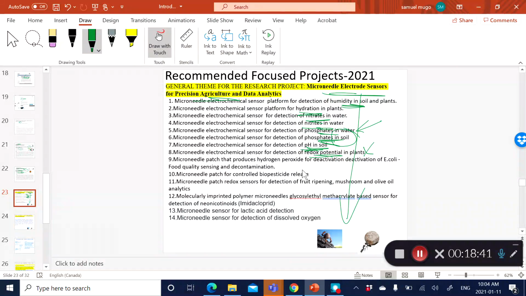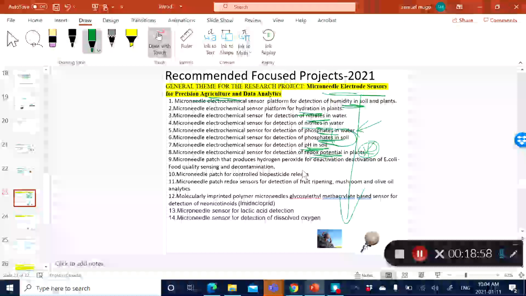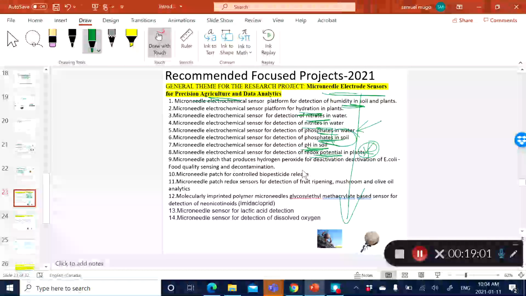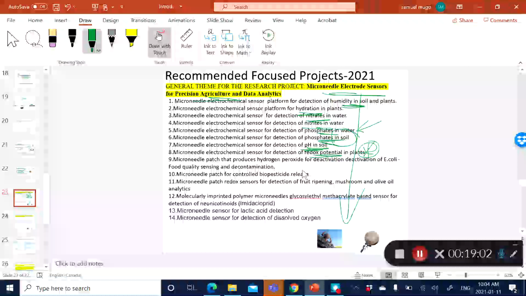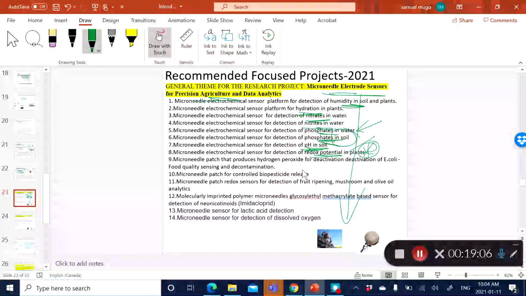Now, this one is very, very interesting, because redox potential is this bulk parameter that can be used for detection of plants that are undergoing stress, be it from possible infection, or be it from drought, or be it from lack of nutrients and so on. So it's a classical clinical diagnostic indicator for plants.